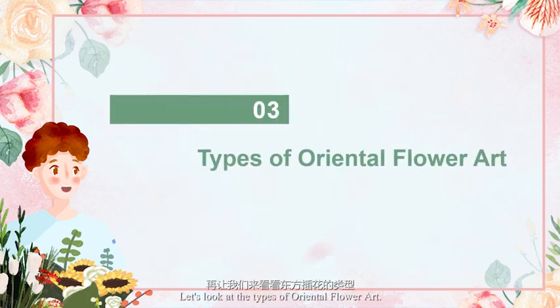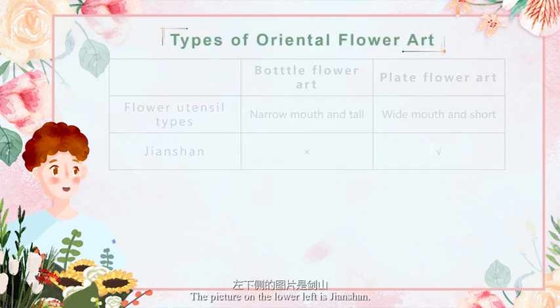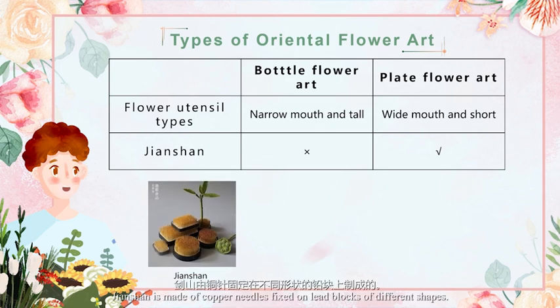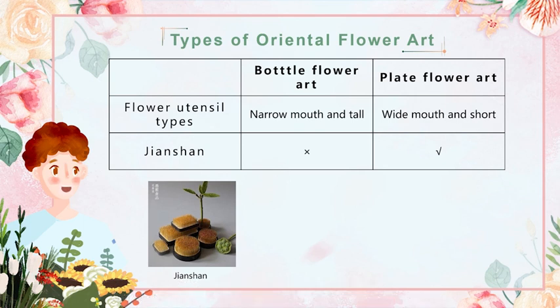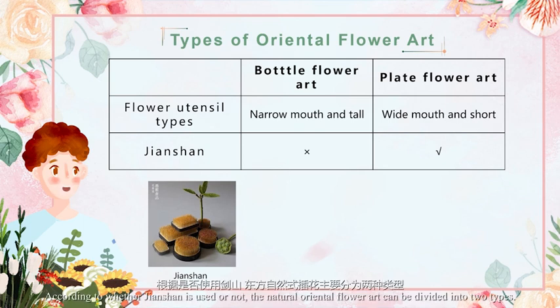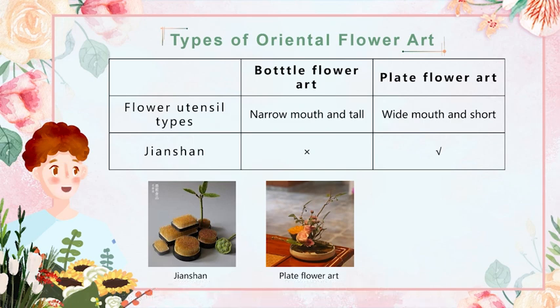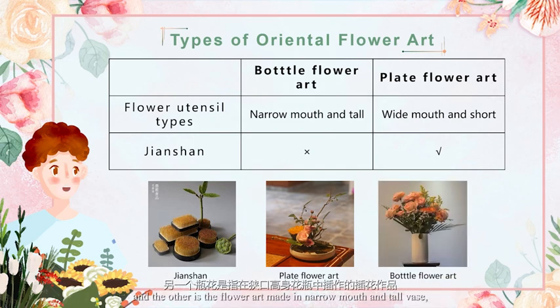Let's look at the types of Oriental flower art. The left side of the picture below shows jianshan. Jianshan is made of copper needles, fixed on lead blocks of different shapes. According to whether jianshan is used or not, the natural Oriental flower art can be divided into two types. One is the flower art with wide mouth and short vase, which uses jianshan. And the other is the flower art made in narrow mouth and tall vase, which does not use jianshan.